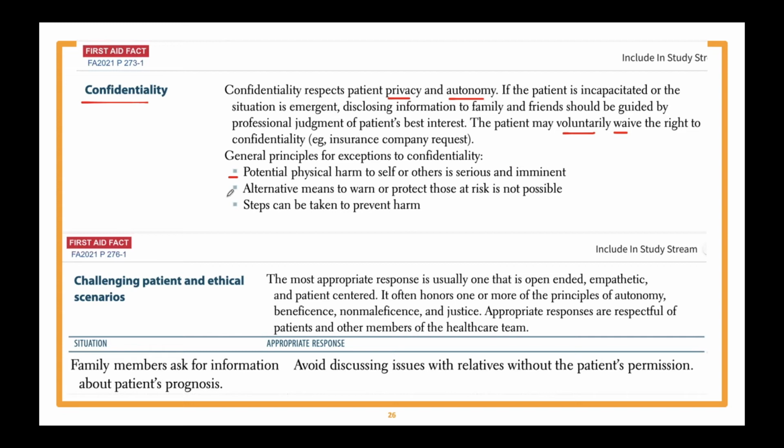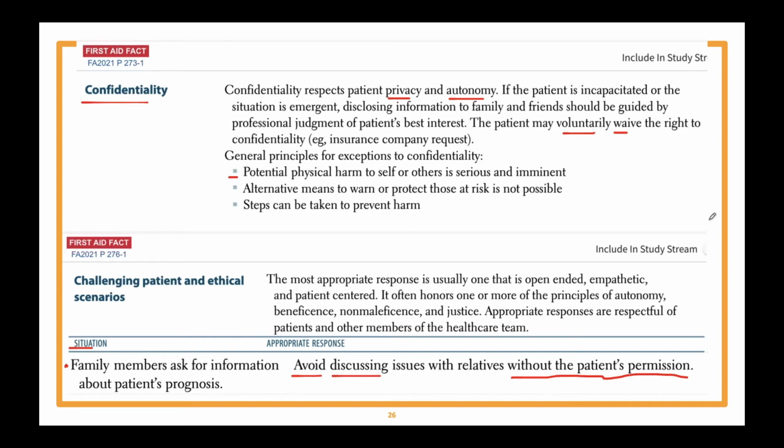Now, if we take a look at the bottom, in First Aid, there are specific ethical scenarios that you may face. And this is actually one of those ethical scenarios that's listed. A family member asks for information about the patient's prognosis. In general, you want to avoid discussing issues with relatives without the patient's permission. So you need that patient's permission to talk about it with this family member in this question.